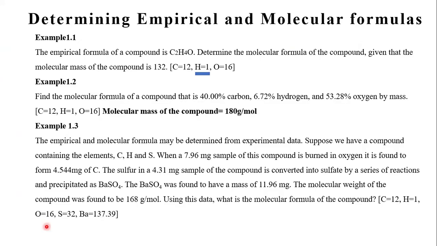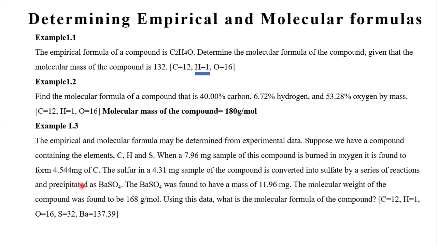So our example 3, the empirical and molecular formula may be determined from experimental data. Suppose we have a compound containing the elements C, H, and S. When a 7.96 milligram sample of this compound is burned in oxygen, it is found to form 4.544 milligrams of carbon C.